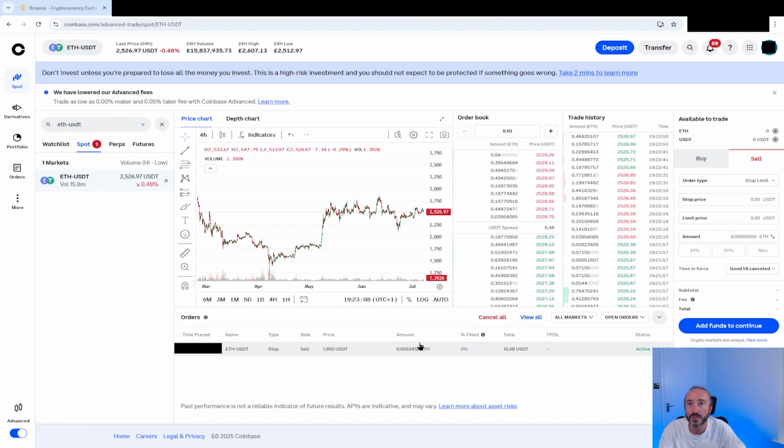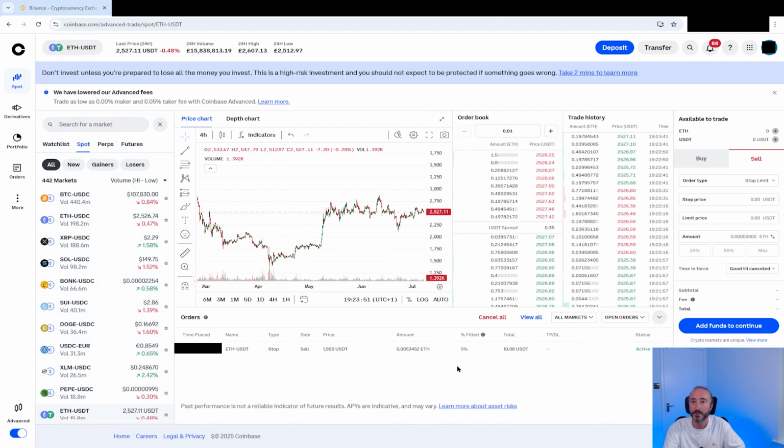And that order will now sit in the orders tab until it executes. If you want to cancel it, you can just click the three dots to the right and choose cancel. But if you don't cancel your order, here's what will happen. If the price drops to $2,000, Coinbase will place a limit sell order at $1,900. If the market stays above $1,900, your order should fill at that price or better.